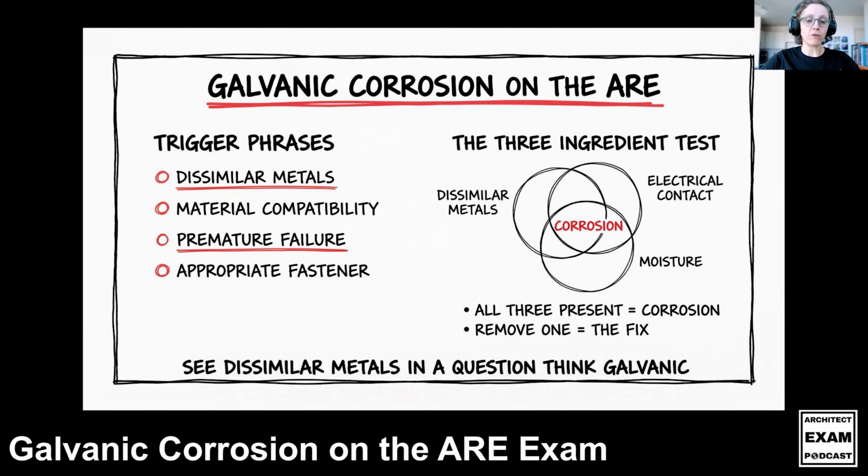You'll see questions about flashing and cladding connections, roofing details with mixed metals, curtain wall assemblies, storefront assemblies. If you understand the three ingredients and you know that copper beats up everything below it on the series, you can reason through any question they throw at you. You don't need to memorize, you just need to understand.